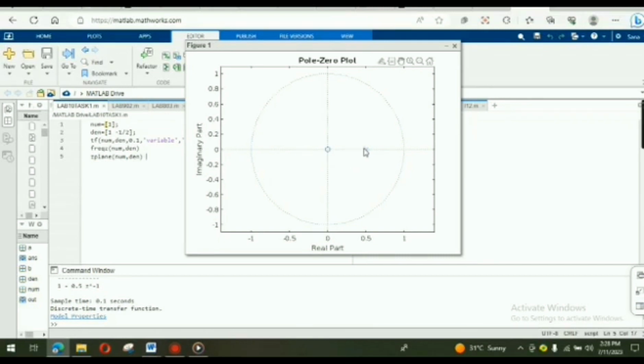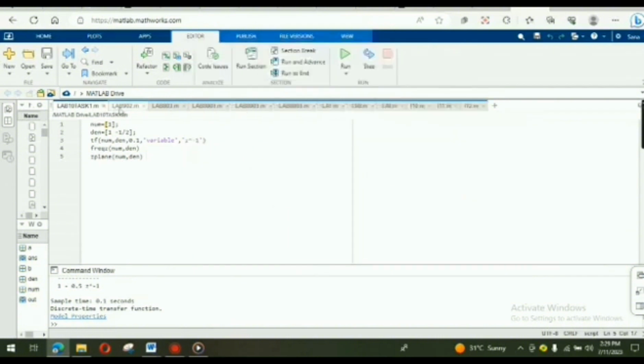For the stability, there are three conditions: if the poles are inside of the unit circle, the system is stable. If the poles are outside of the unit circle, the system is unstable. And if the poles are on the unit circle, the system is partially stable. Here the poles are inside, so the system is stable.